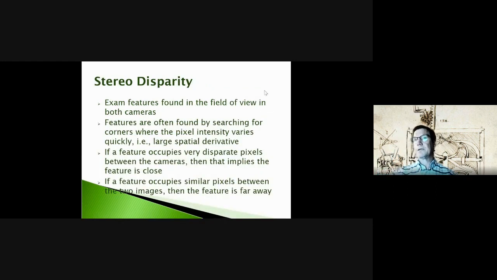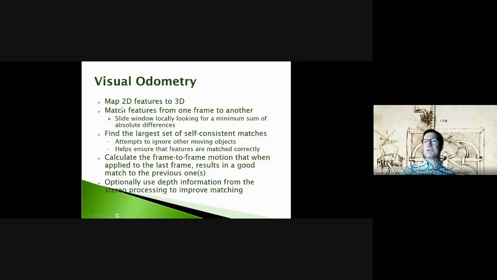So this first step was doing this stereo disparity, or that triangulation. And so what we've done basically in that step is map our 2D features to some three-dimensional representation, right? Where now we have a little bit of depth information in it. Then we match our features from one frame to another.